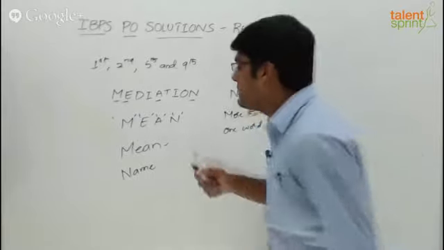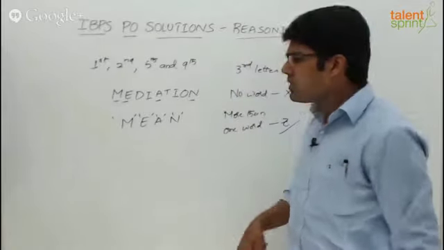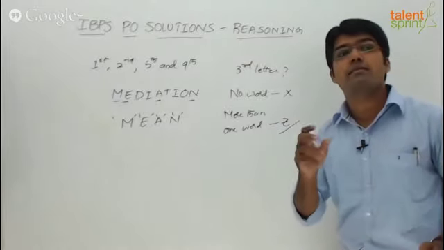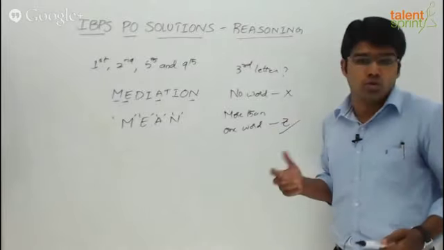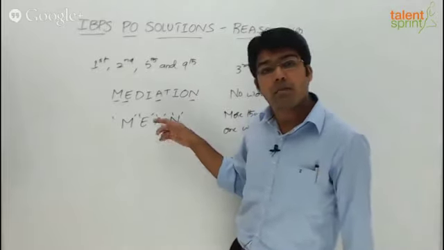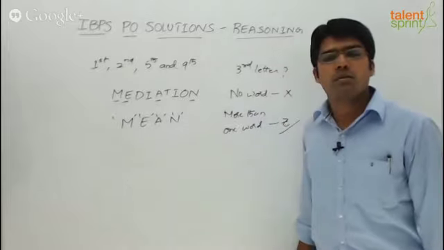Likewise, let's say we do not get any word at all. You're not able to form any word. Can you mark the answer as X? Because the question says if no word can be formed, then the answer should be X. You may mark the answer as X, but you'll go wrong, because actually we can form a word. We can form mean, name. Other words may also be possible.